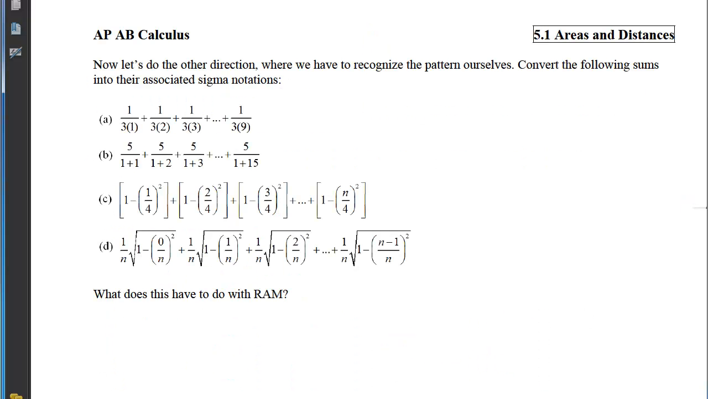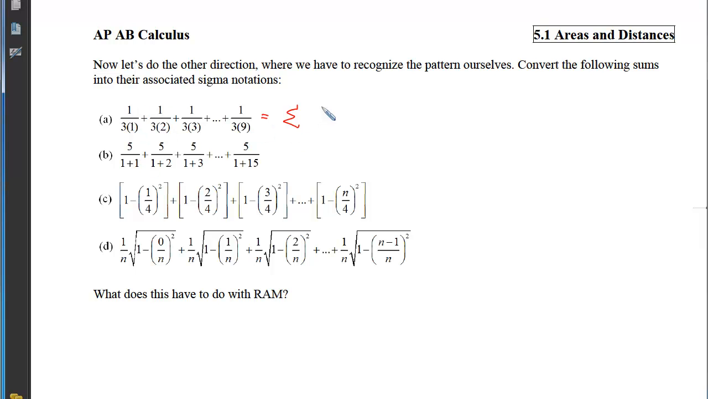Now I'd like to do the other direction where we start with the written out sum and we have to recognize the pattern ourselves. So when we're looking for the pattern, we want to look for what stays the same, and then we want to look for what is changing, because the things that stay the same are going to be the same in the sigma as well, and the things that are changing we will have to represent using that index.